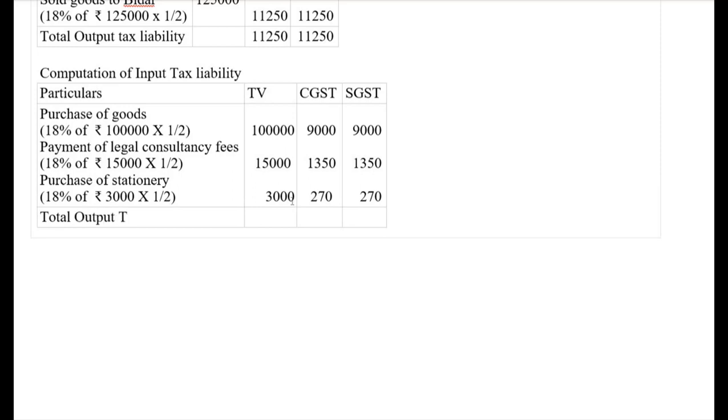So when we take the total input tax liability, let me write down clearly, the total transaction value is not needed. So it comes to 10,620. So this is what we have got now.